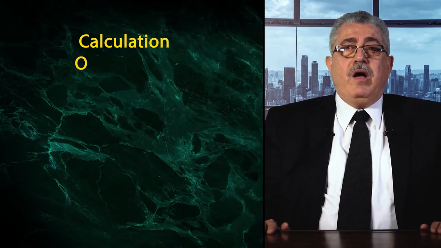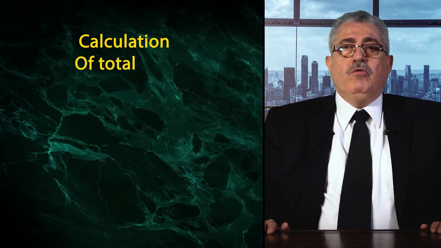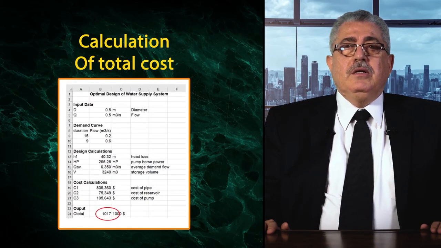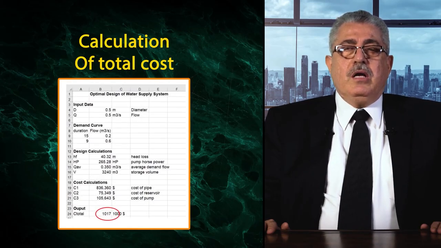Now, in this slide, we use the spreadsheet to repeat the calculations for a chosen combination of Q and D. The spreadsheet is divided into sections for input data, demand curve, design and cost calculations. The output of the spreadsheet model is the total cost of the system.